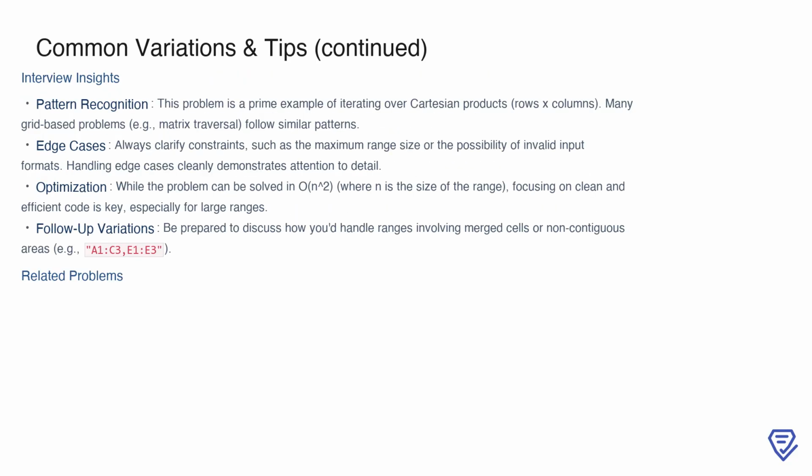Understanding this problem also provides valuable insights for interviews. One key takeaway is recognizing the pattern of iterating over Cartesian products, such as rows paired with columns. This is a foundational concept that appears in many grid-based problems, like matrix traversal. Additionally, handling edge cases gracefully, such as clarifying the maximum range size or accounting for invalid input formats, highlights your attention to detail. Optimization is another critical aspect. While an O(n²) solution is acceptable, writing clean and efficient code demonstrates your ability to handle large ranges effectively.